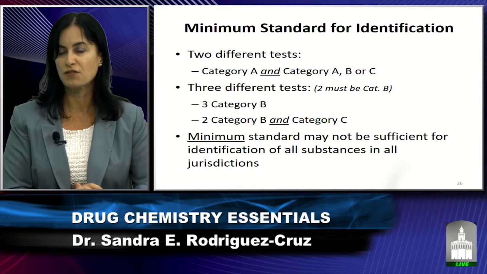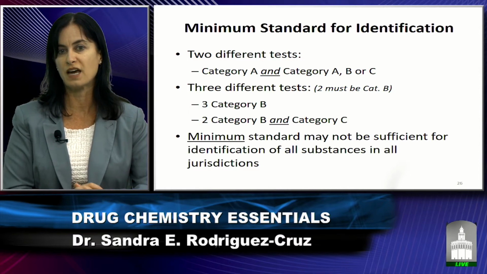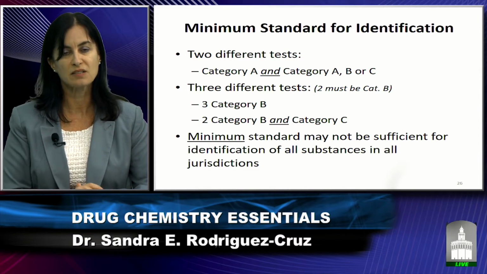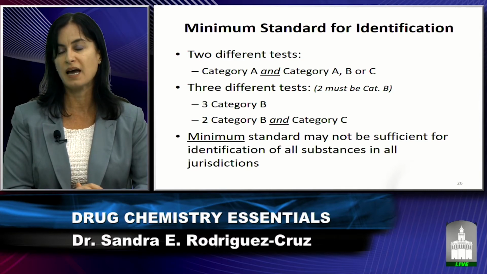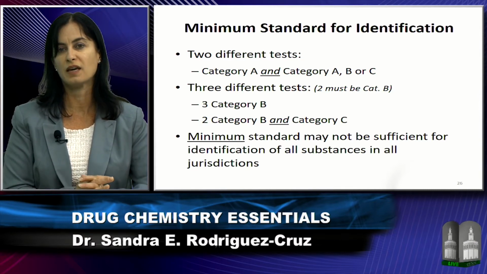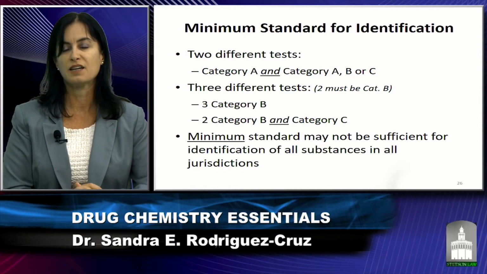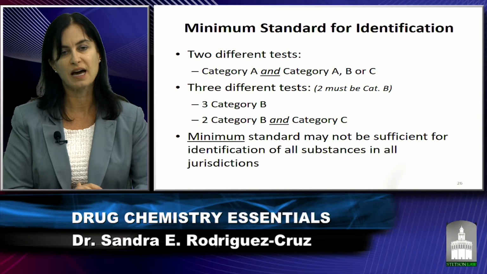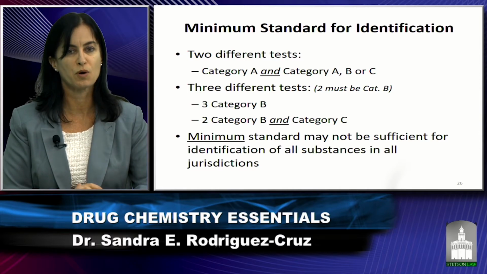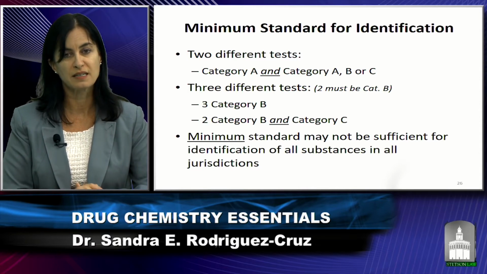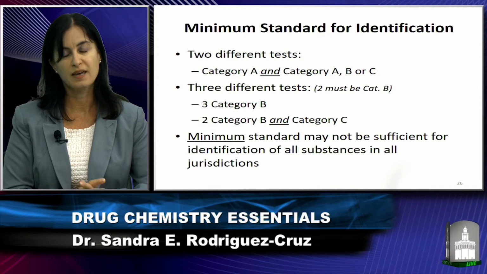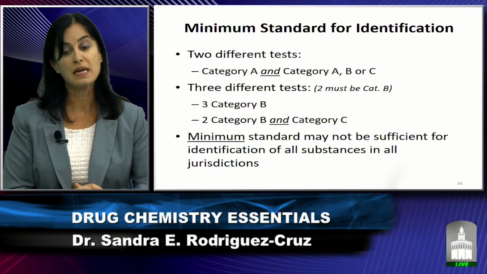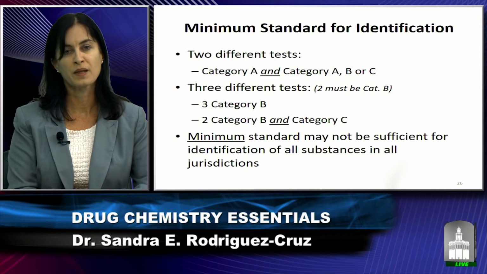It states that 2 different tests should be done on each piece of evidence, and if a category A test is done, then it must be accompanied by another category test, either under category A, B, or C. And if the laboratory does not have a category A available, or it cannot perform a category A, then 3 tests must be done on each piece of evidence that's entered into the laboratory. And this may, in fact, also mean 2 or 3 different tests on multiple tablets, if that has been the case submitted to the laboratory.